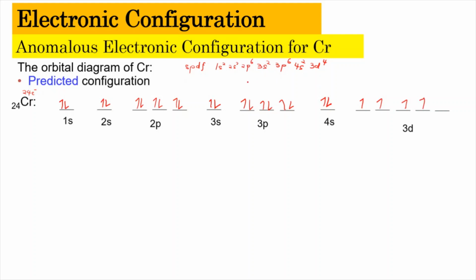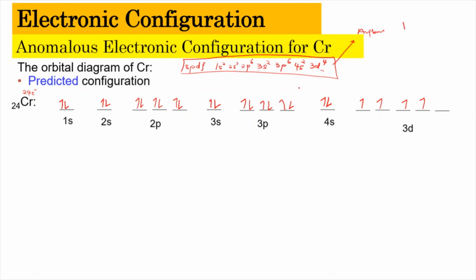The SPDF notation here is based on the Aufbau principle. According to Aufbau, we fill in the orbitals from 1s, 2s, 2p, 3s, 3p, 4s, and only then 3d. And this is what you would predict the notation to be for chromium.